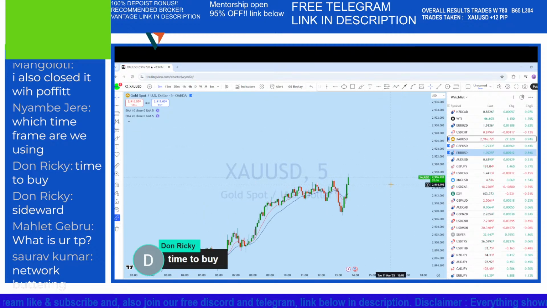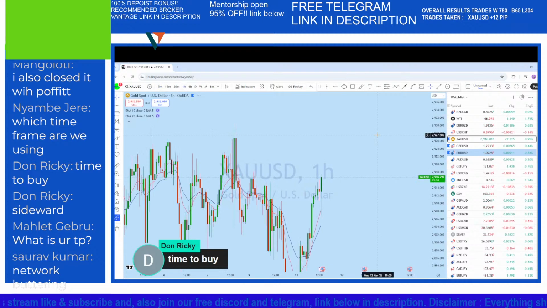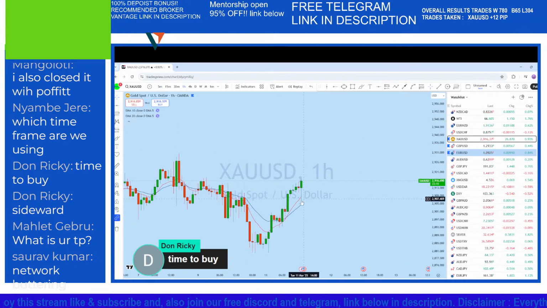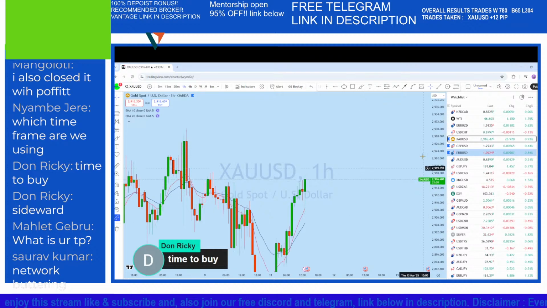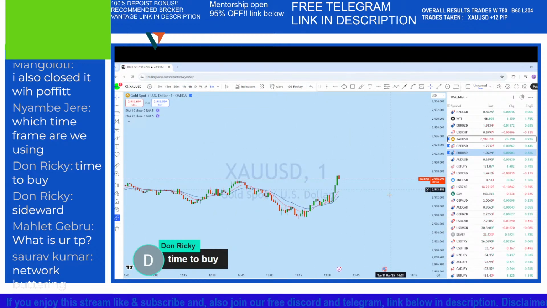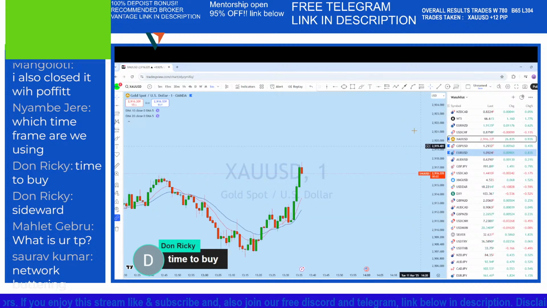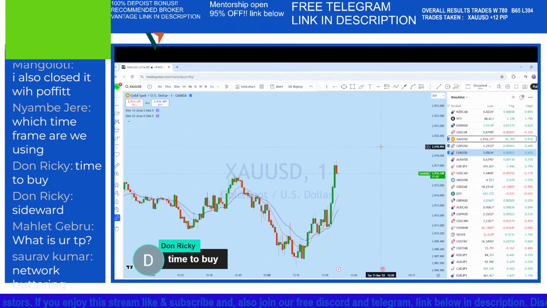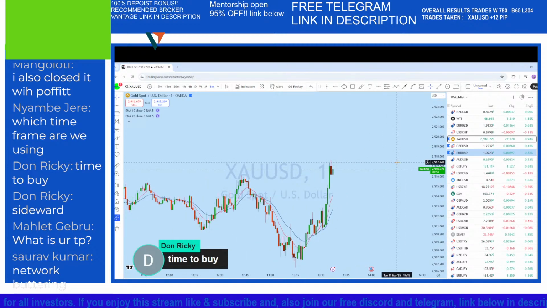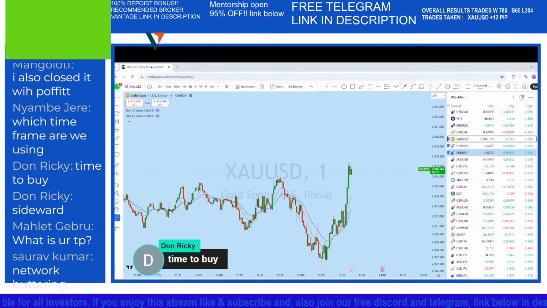It's a complete break to the upside with stronger momentum. This is the 1 hour price action, a very strong bullish impulse to the upside, and that is basically showing that the market may have an upside here.